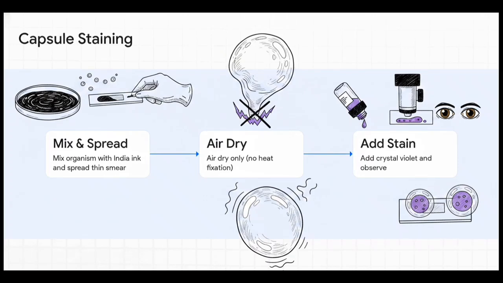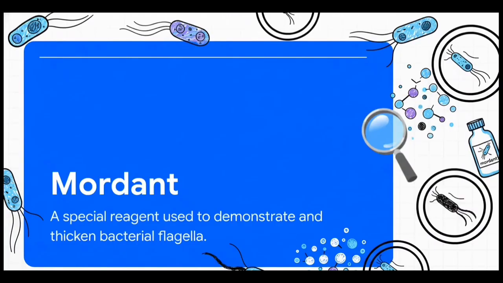We mix the organism with India ink, but, and this is huge, we strictly rely on air drying. If you used heat here, you'd instantly incinerate the fragile capsule, destroying your evidence before you even had a chance to apply the crystal violet. On the flip side, sometimes the accessories we're hunting for are simply way too thin to see.